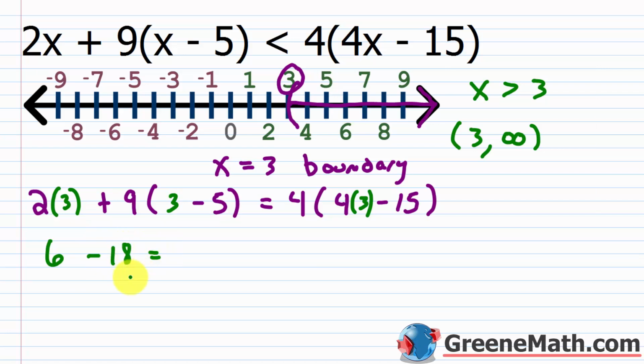This should be equal to, 4 times 3 is 12. 12 minus 15 is negative 3. You would have 4 times negative 3. So 4 times negative 3 is negative 12. 6 minus 18 is negative 12. So you're good to go here. Okay, so the boundary is good.